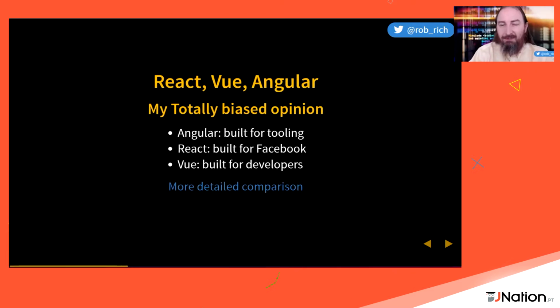So my completely biased opinion: Angular, it's kind of built for tooling. So there's a lot of places inside of Angular that are weird just so that it looks right in the tools. React is built for Facebook-size problems. It also has a great slant towards functional things. So if you're at home in Haskell or other functional languages, you'll probably be at home in React. By comparison, Vue, I feel like it's built for developers with a low concept count, with an easy on-ramp. It's a really cool way to get started with single-page applications.